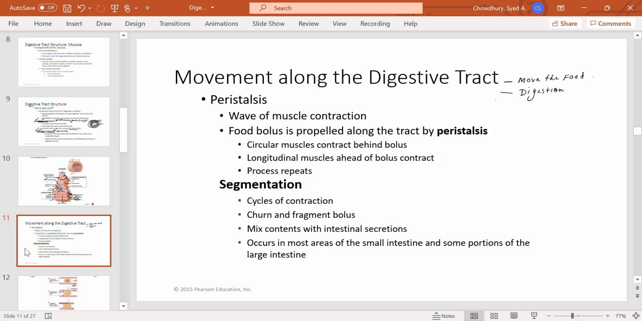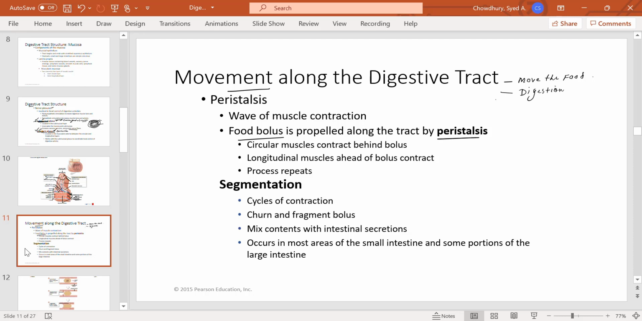Digestion, or break the food. So the movement is very important, right? And you know that the muscularis externa has the smooth muscle, right? And the smooth muscle has two layers. Muscularis externa has two layers: inner circular, outer longitudinal. And I explained that when the inner circular fibers contract, the tube gets narrow. When the longitudinal fibers contract, the tube gets shorter. So those both movements are very important, right?